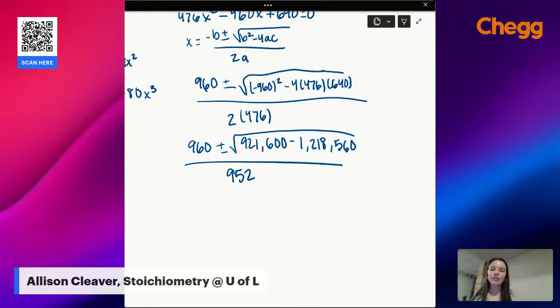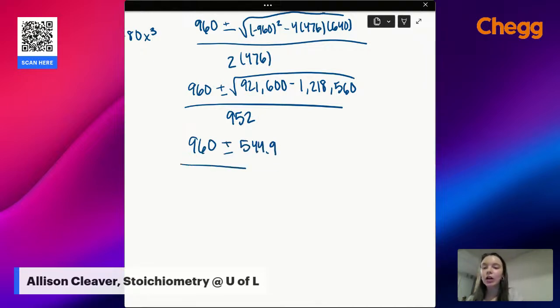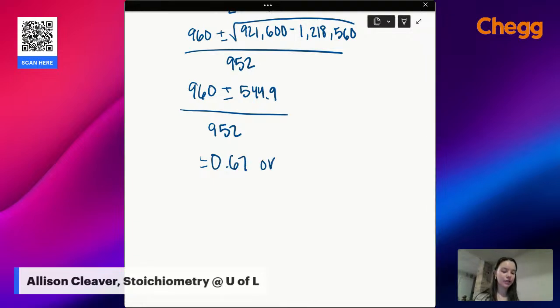All right, now let's solve that square root. For that square root, we're going to get 544.9 over 952. And then let's put that in our calculator. So we should get two answers. We can either say it's 0.67 if we do the minus version, or if we do the plus version, 960 plus 544.9 divided by 952, we'll get 1.58.